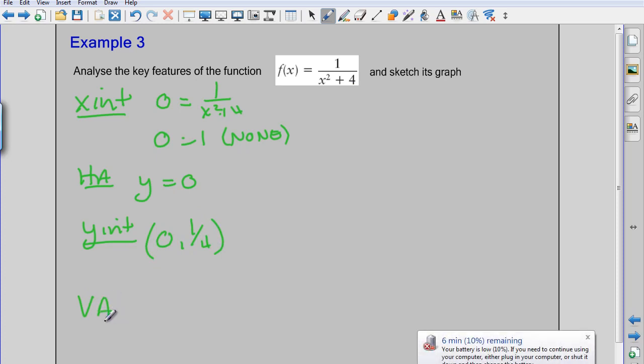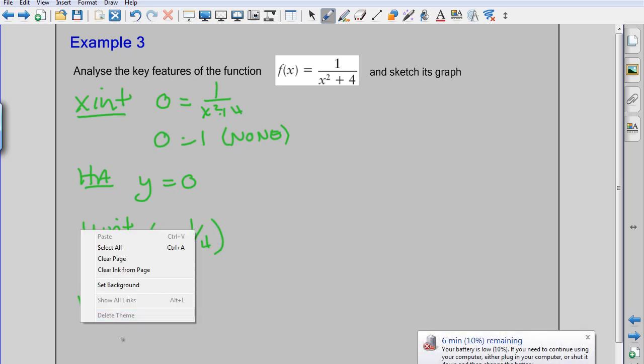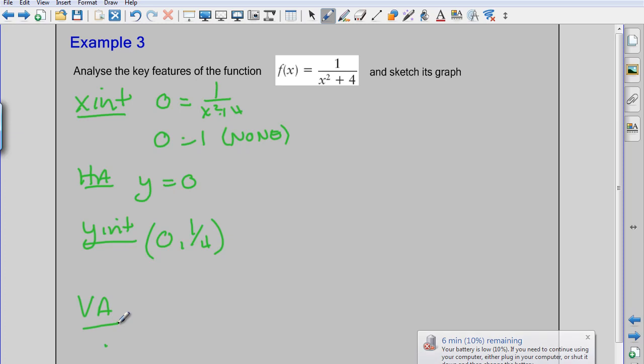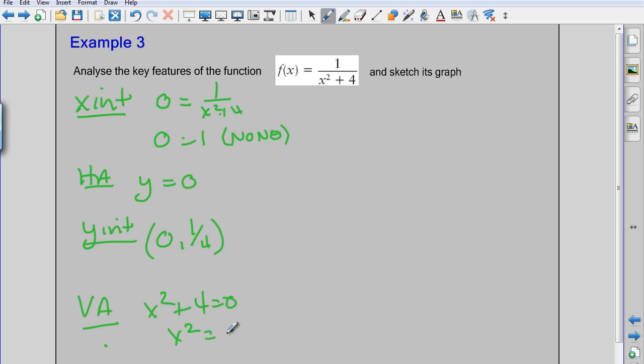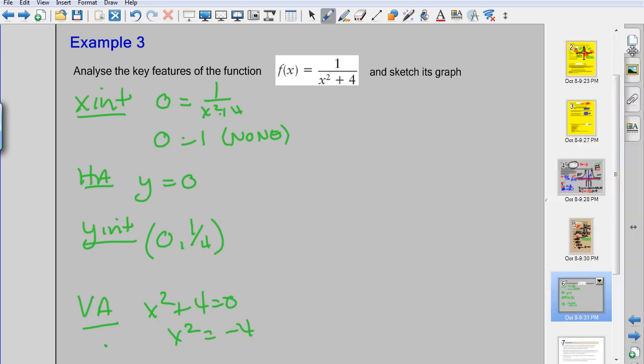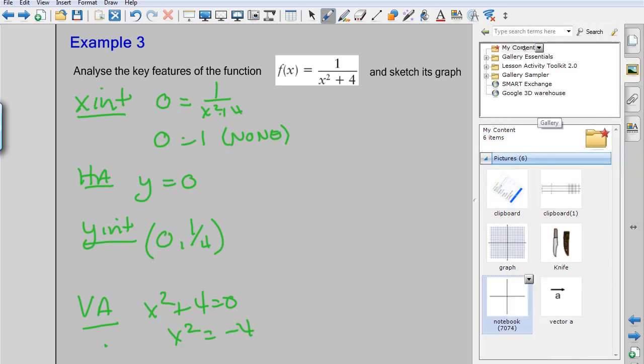And then we get to our vertical asymptote, and in these cases we've either had one vertical asymptote, or in the last few examples we've had two. In order for us to sketch this, we set the denominator equal to 0. But when we do that, we end up with x squared equals negative 4, which can't be done. We can't take the square root of a negative number. So when we are sketching this, this is what it looks like.